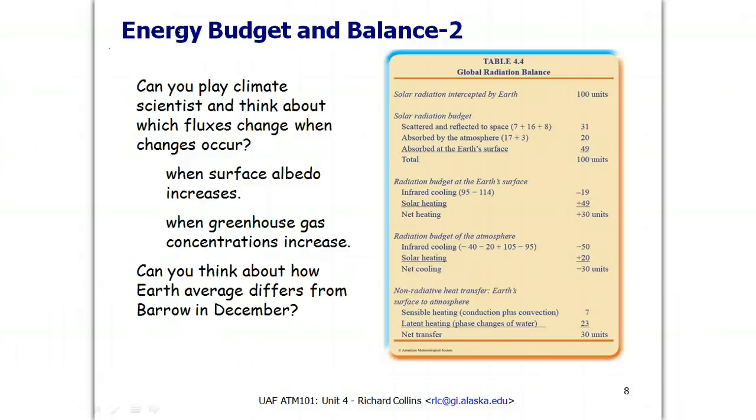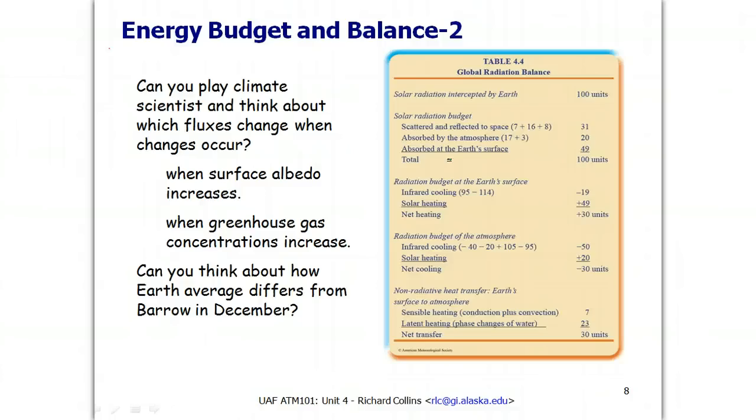You may also think about how your local region differs from the average. How does this picture compare with Barrow in November? The table shows that in slide 7 we have a balanced model of radiation and energy, and the Earth's average temperature would remain constant from year to year.